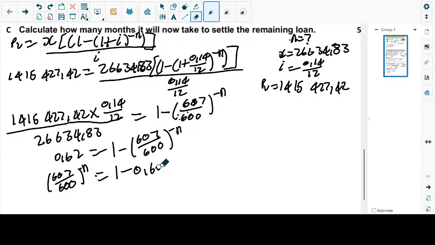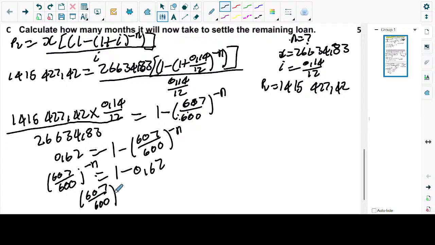From here onwards, we can start to put the magic. The calculator already has the 0.62 stored, so if you say 1 minus 0.62, this is going to give us 0.38. Just write it there. That means 607 all over 600, to the power minus n, is equal to 0.38. Now we can go into our calculator.